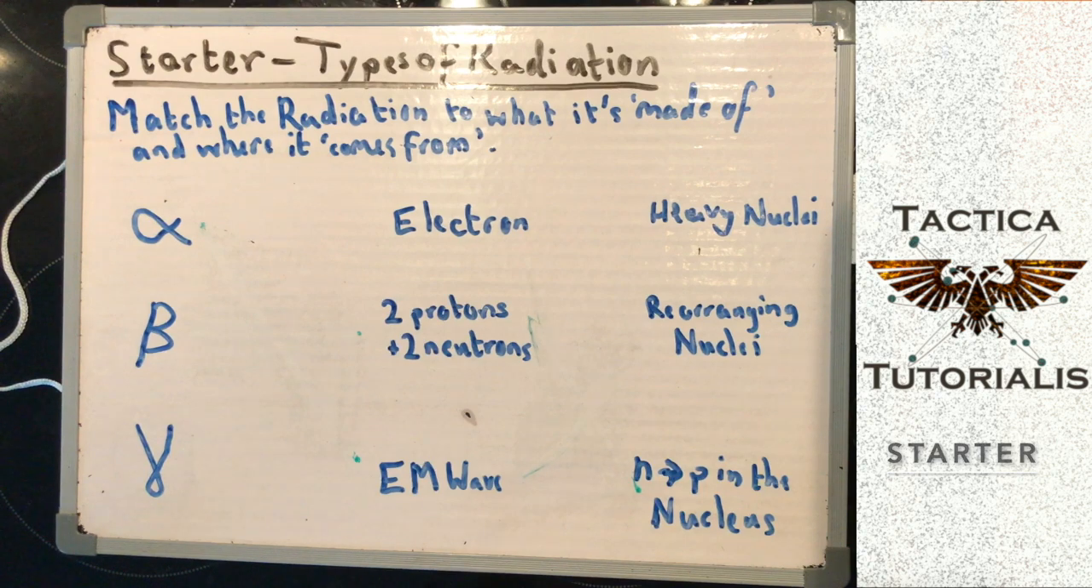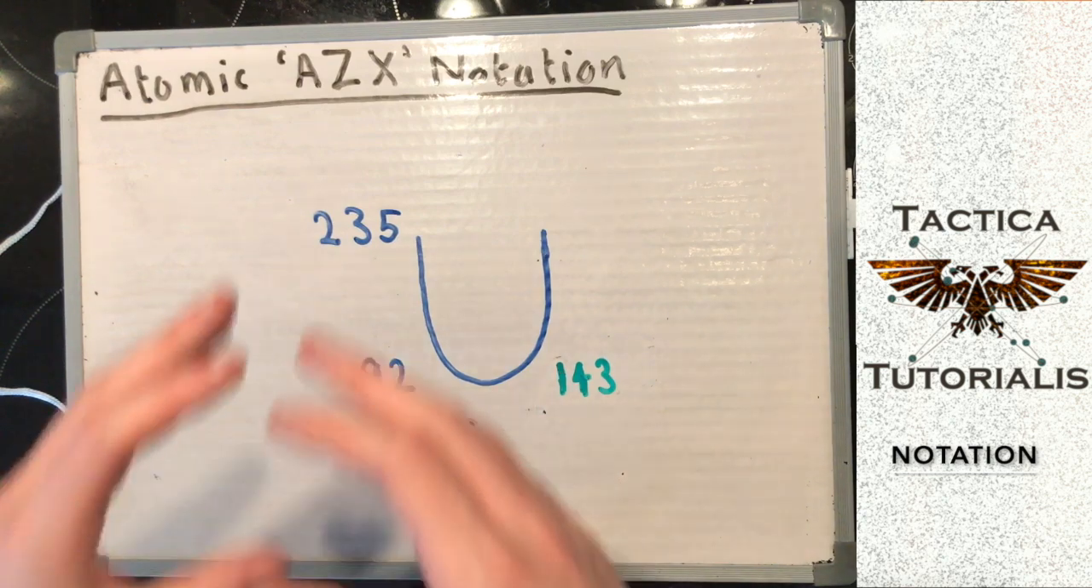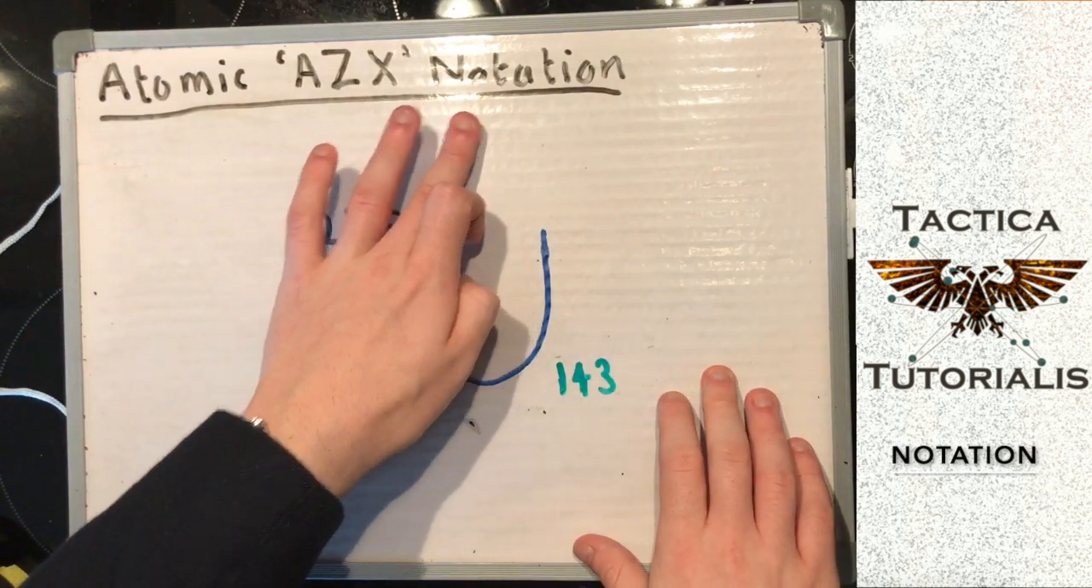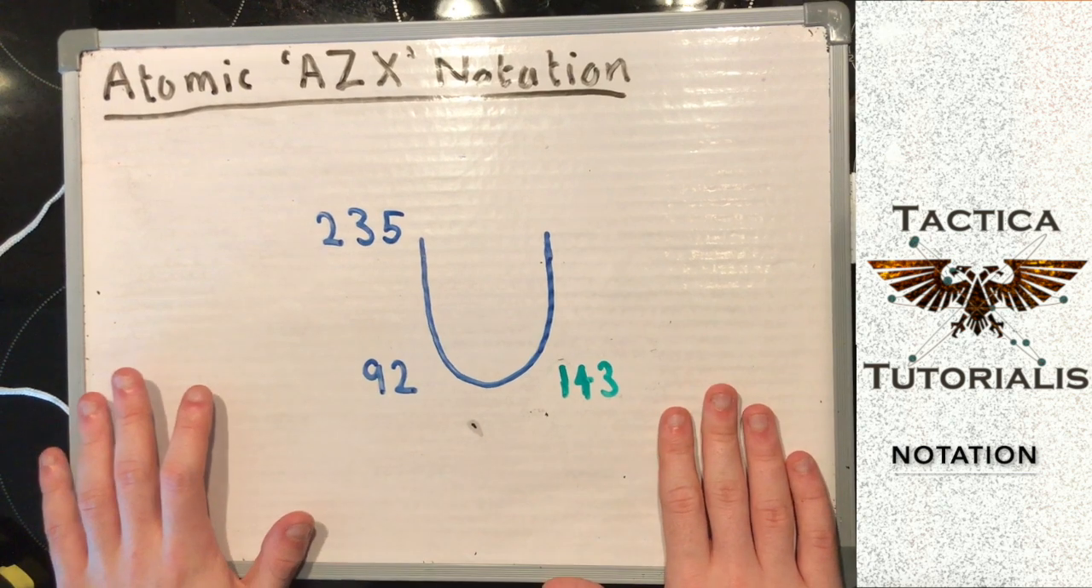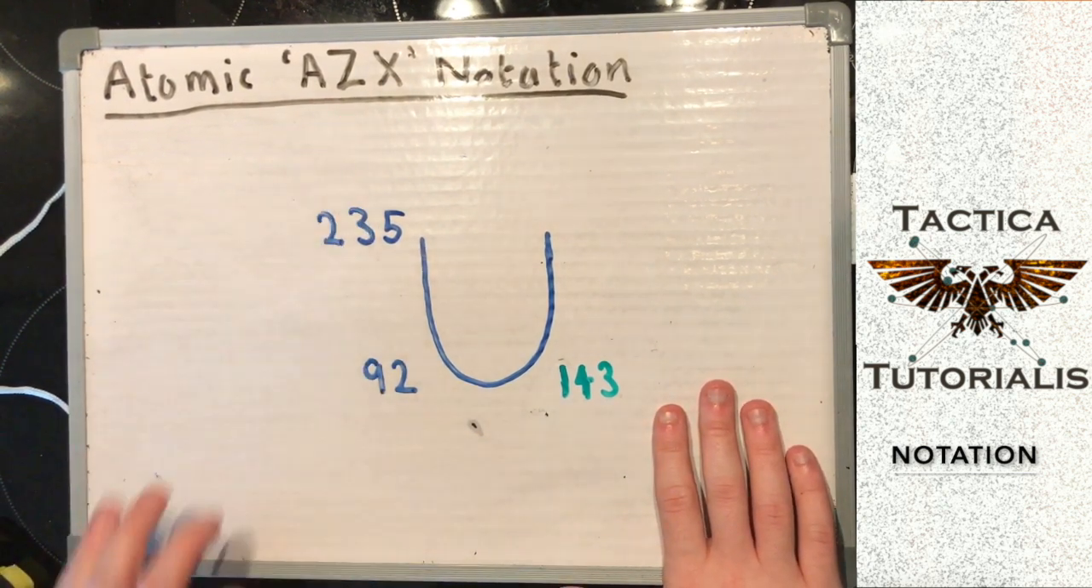Whilst we are getting into the mathematics of nuclear decay, we need to actually introduce some numbers so that we can do the requisite maths. We'll walk through the types of decay in a moment, but I want to introduce to you atomic notation, or as I have a habit of calling it, AZX, and I'll explain why that is in a moment.